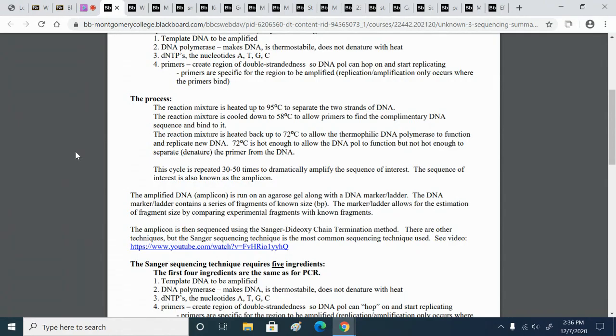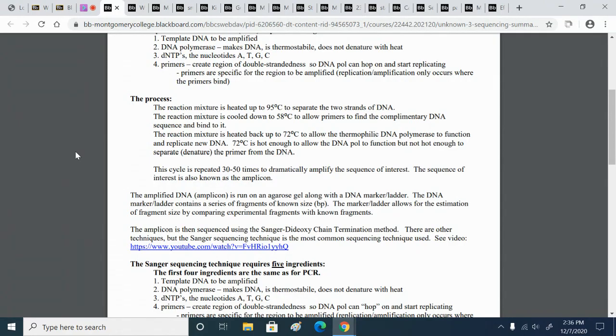And if you started out with just one piece of double-stranded DNA, at the end of 30 cycles, you would actually have created over 1 billion pieces. So PCR is a very powerful technique. It's very efficient and economical.